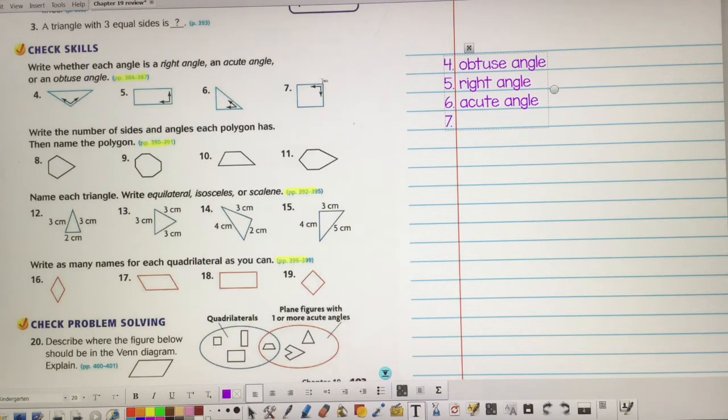And then number 7, taking a look at it, is it a perfect corner? Is it larger than a right, or is it smaller? I'm thinking it's a perfect corner, which makes it a right angle.